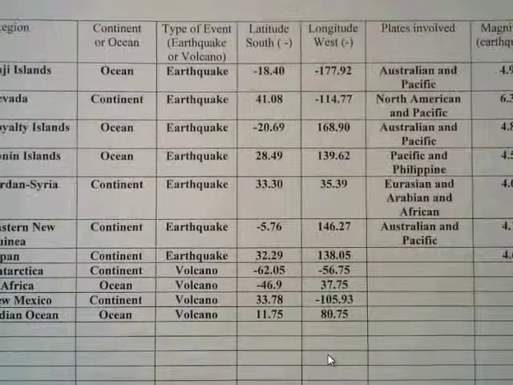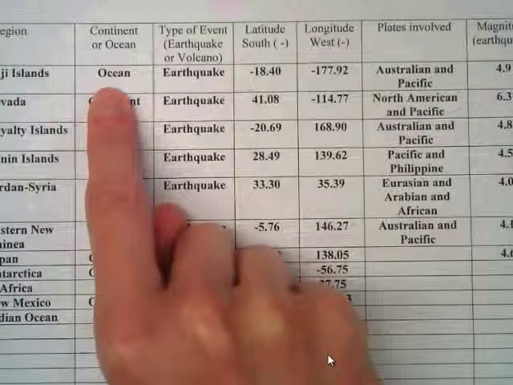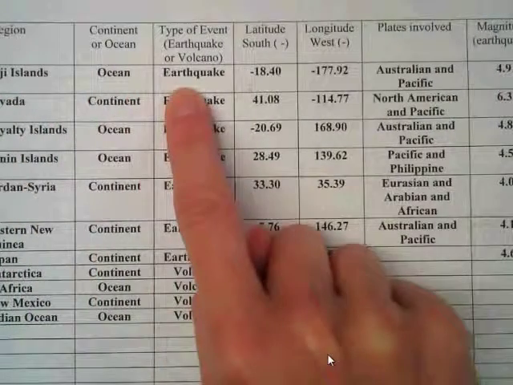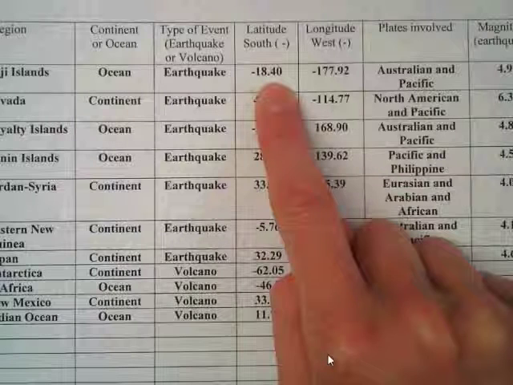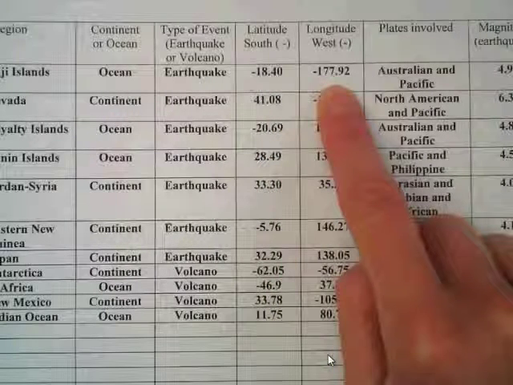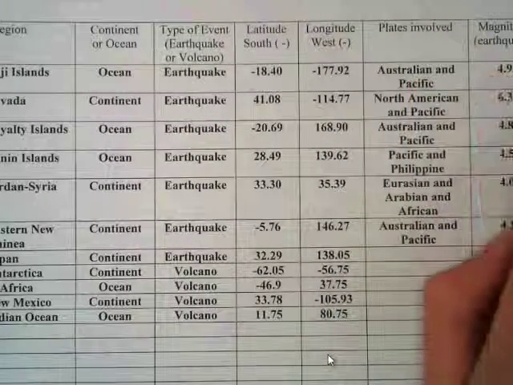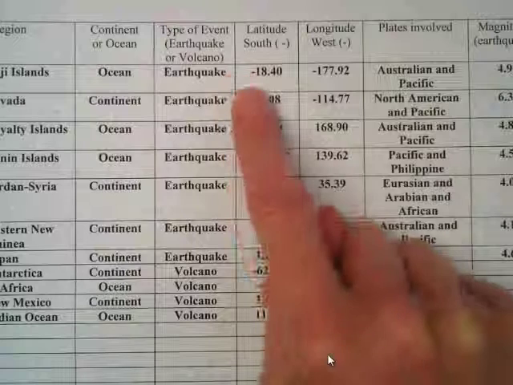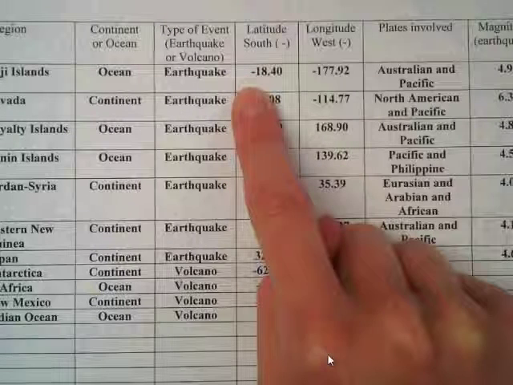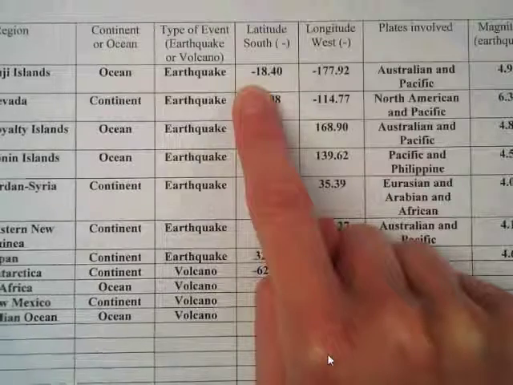So let's look at the first one. We have the Fiji Islands that happen in the ocean. It is an earthquake. The latitude is negative 18.4. The longitude is about negative 178. And we have the plates involved as well as the magnitude and the depth. Now notice we have these negatives. The negative sign for latitude means it's south of the equator.